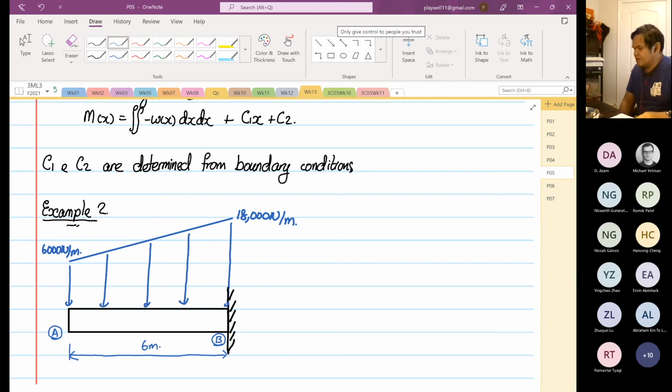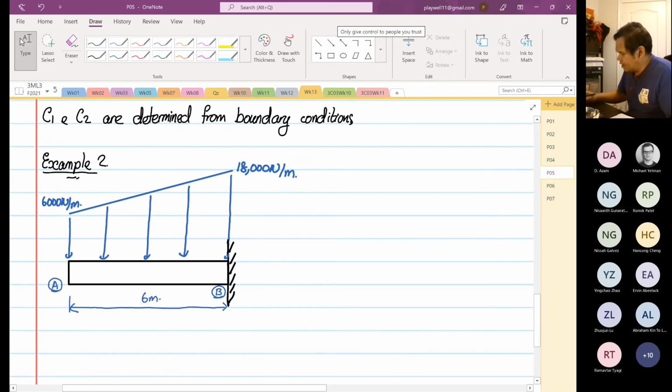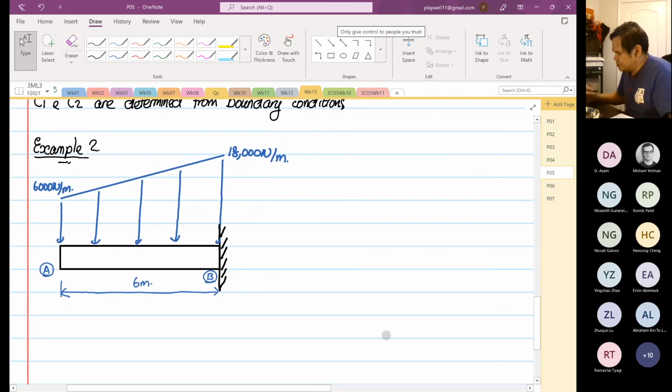Okay. Now there are two ways of doing this. One is using the integration method. The other way is doing superpositioning. Okay. I will not teach superpositioning. But I'll tell you what it is later on. Now, why we use the integration method is easier is because of this reason.